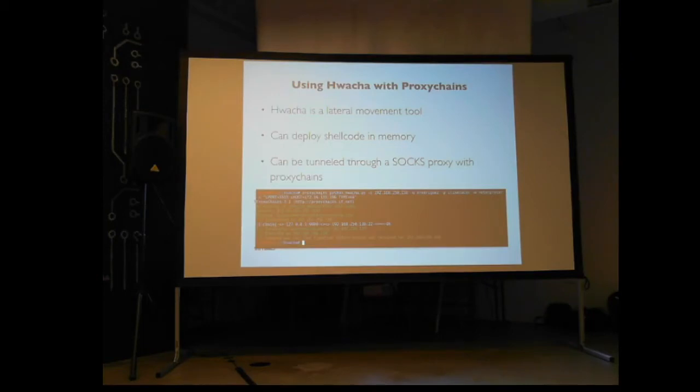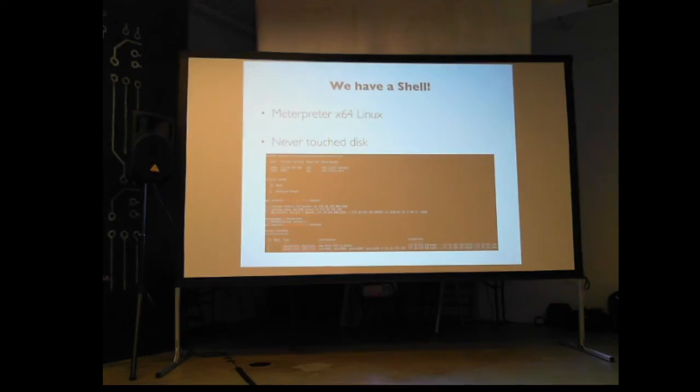So here's Metasploit. We have a handler listening for Linux x64. At the end result, we get two shells. We have the PHP one that we got with Yurtl, and then we also have this native 64-bit Meterpreter shell. And we got that without ever having to touch the system on disk. So if they had antivirus or Tripwire or some sort of endpoint monitoring tools, this likely wouldn't be detected.